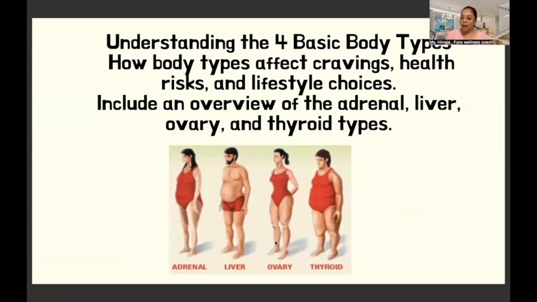And our body type is also going to shape our life, guys, and what kind of cravings we are going to have, and what health risk each and every body type is going to give. We will understand. So basically there are four body types: adrenal, liver, ovary, and thyroid body type. As you can see in the picture, this is how a person is going to be for the respective body types. It's not like a person needs to be only one kind of body type. It can be a combination as well.